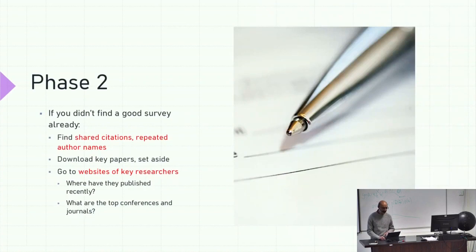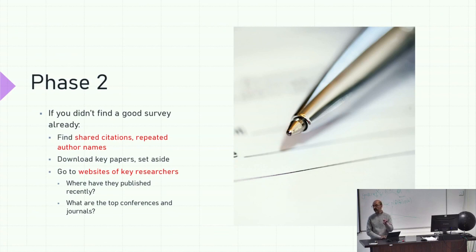If they haven't cited it, then you want to find, are these papers all citing the same papers? If they're citing the same papers with repeated author names and shared citations, these are good papers in this area. So these are what I call key papers. And go download the key papers, set them aside, and then find out who wrote these papers. Who are the big cheeses in the space? Go to their website and find out what they published recently. Where did they publish recently?